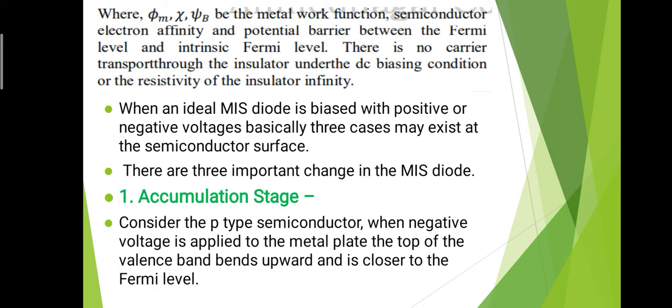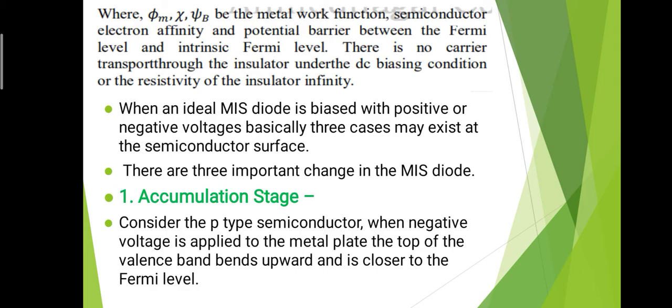There is no carrier transport through the insulator under the DC biasing condition, or the resistivity of the insulator is infinity. We know that generally in an insulator there are no free charge carriers, so the conductivity of the insulator is less as compared to semiconductors and conductors. So the insulator acts as a resistive material, and its resistivity is infinity. So when we apply DC biasing to the insulator part, there is no current or carrier transport through the insulator. This is the property of the insulator.